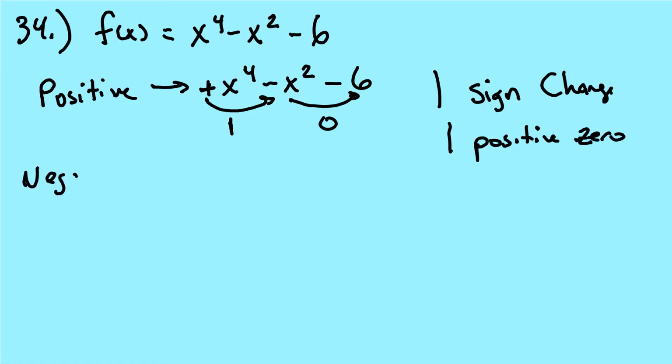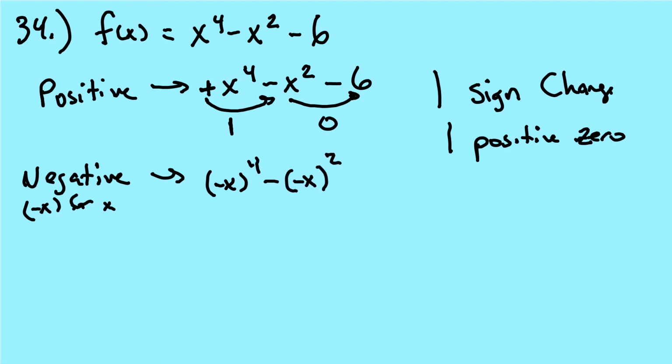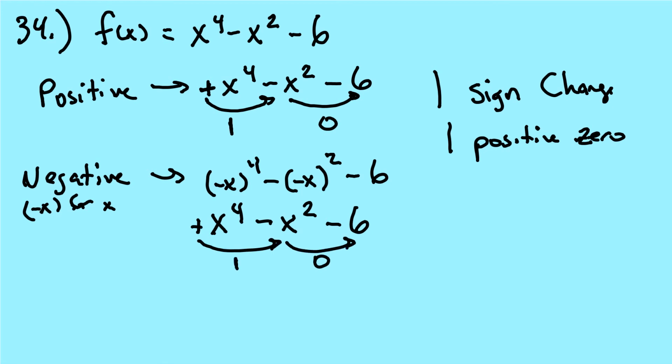Now negative, you have to plug in a negative x wherever you see an x. So I say negative x, remember it's in parentheses, to the fourth, minus negative x squared minus 6. Remember, a negative to the fourth power is a positive, so it just stays x to the fourth. A negative to the second power stays positive, so it's minus x squared minus 6. Now I count my sign changes. Remember, this is plus, so that's 1. Negative to negative is 0, so this one's going to have 1 negative zero.